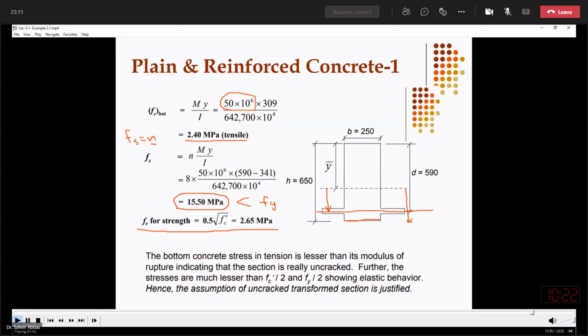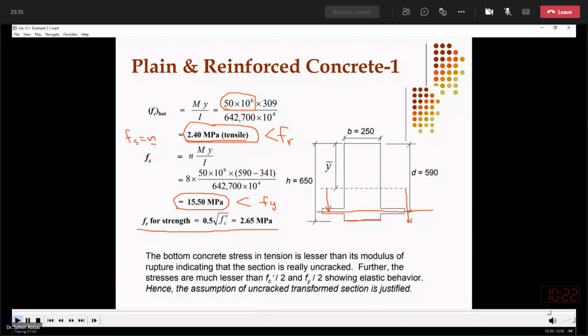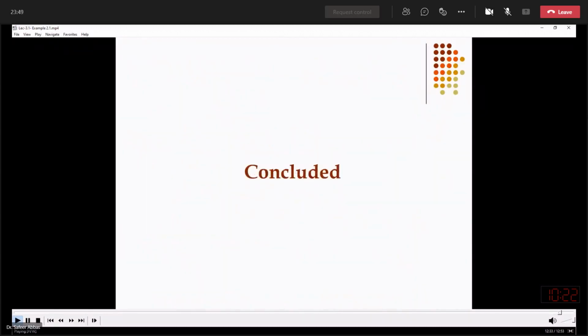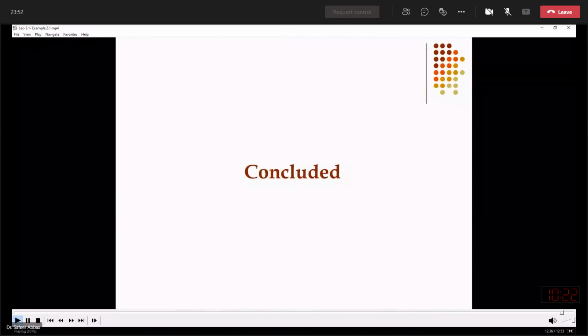And secondly, the stress at the bottom level, that is basically 2.40 megapascal, which is actually less than the fr value, which is the modulus of rupture, meaning that our concrete is also in the elastic range. So our stress in the steel is less than yielding. Our bottom stress in the concrete is less than the modulus of rupture. If these two conditions are met, it means that we are in the elastic range. This concludes example 2.1 from Zahid Ahmed Siddiqui's book.